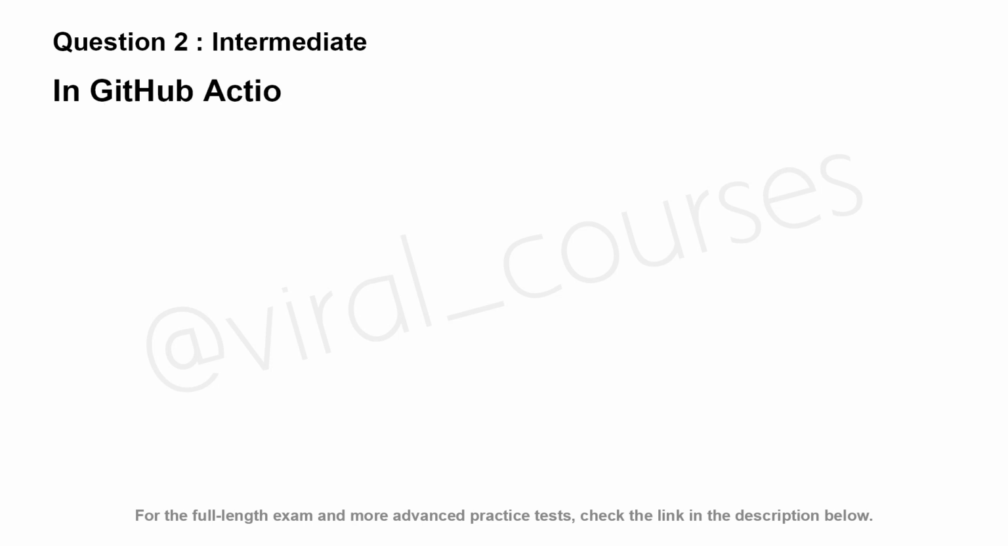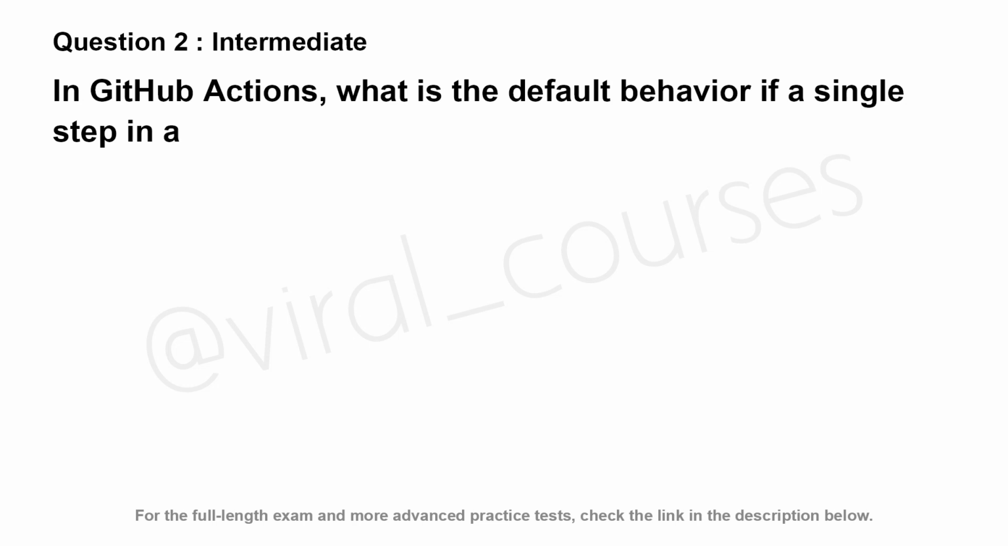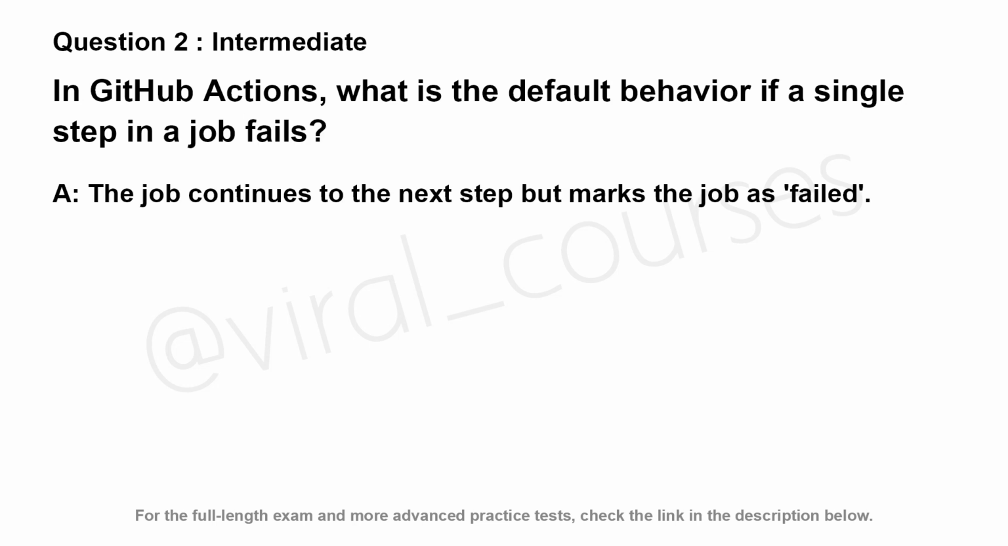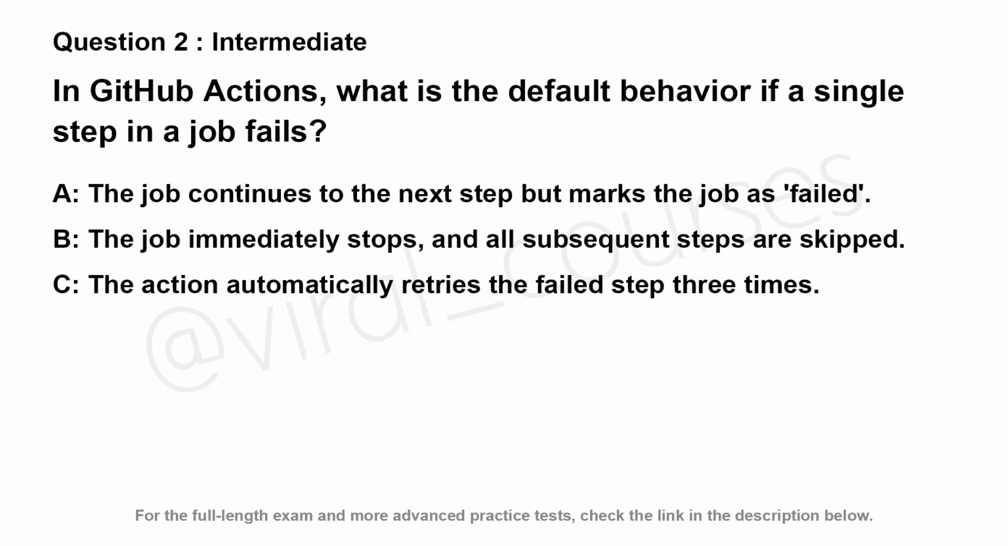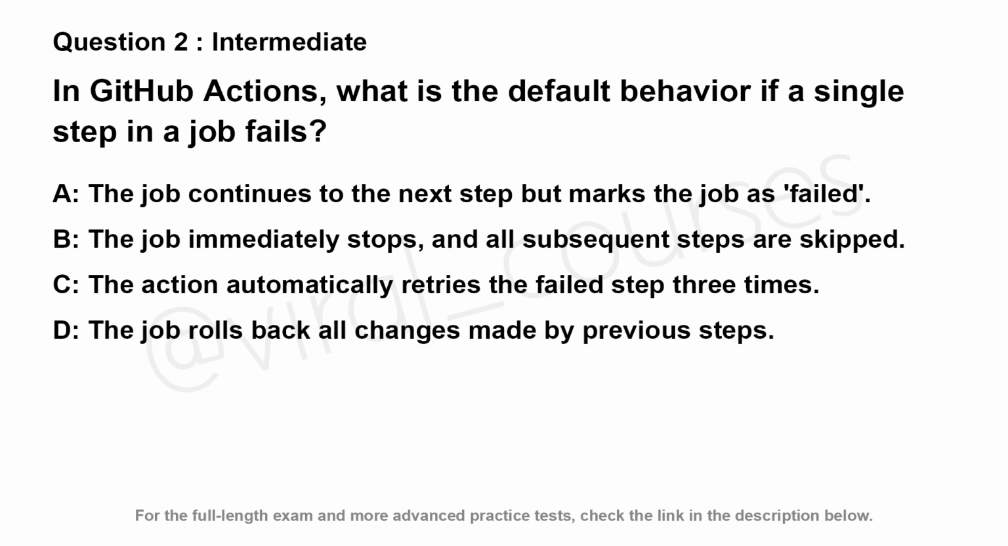In GitHub Actions, what is the default behavior if a single step in a job fails? Option A. The job continues to the next step but marks the job as failed. Option B. The job immediately stops, and all subsequent steps are skipped. Option C. The action automatically retries the failed step 3 times. Option D. The job rolls back all changes made by previous steps.